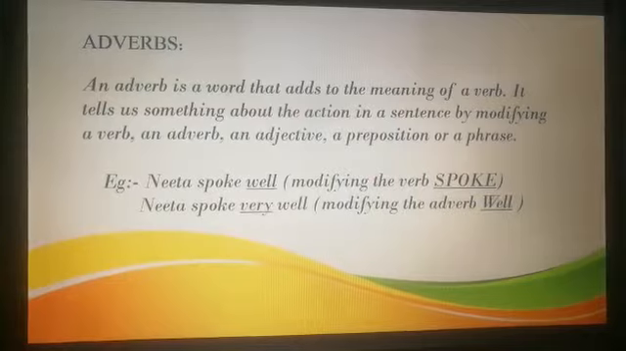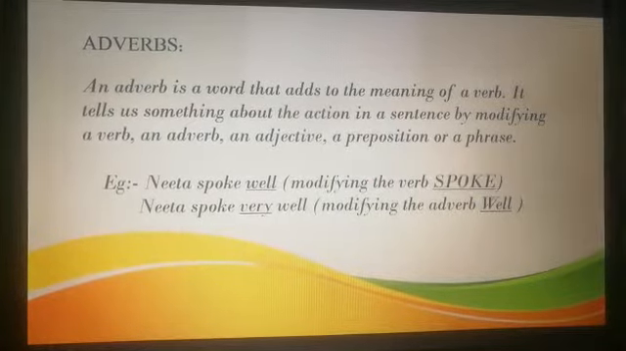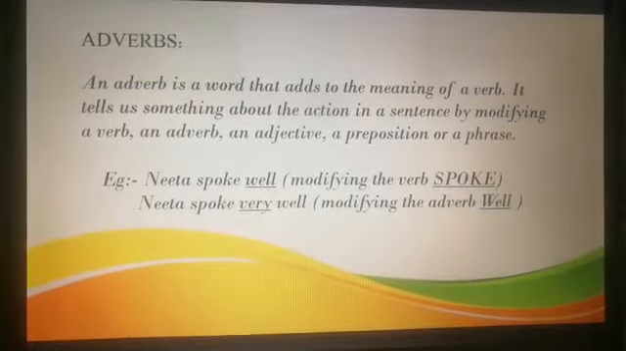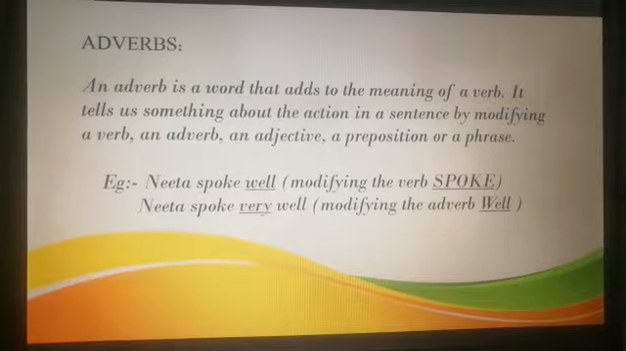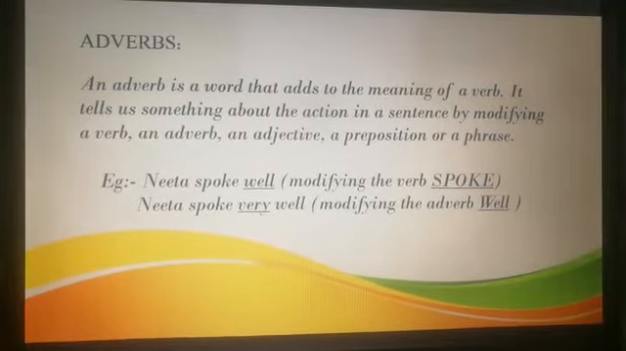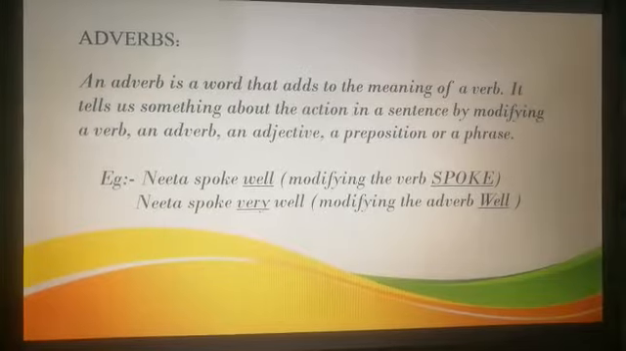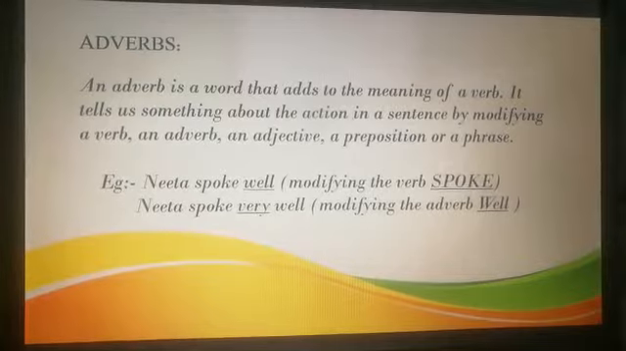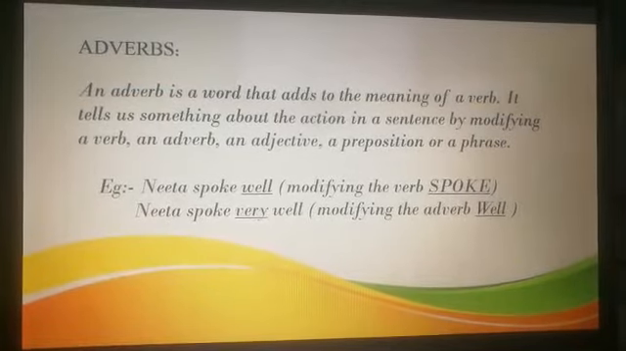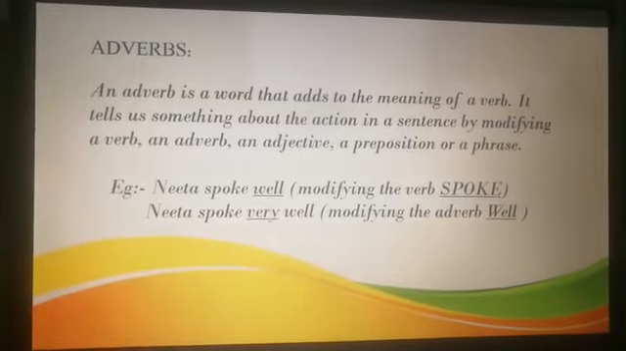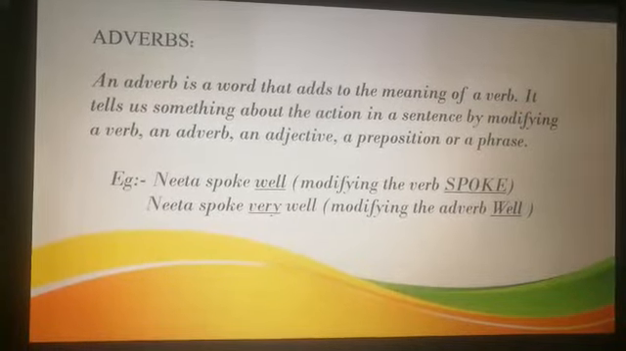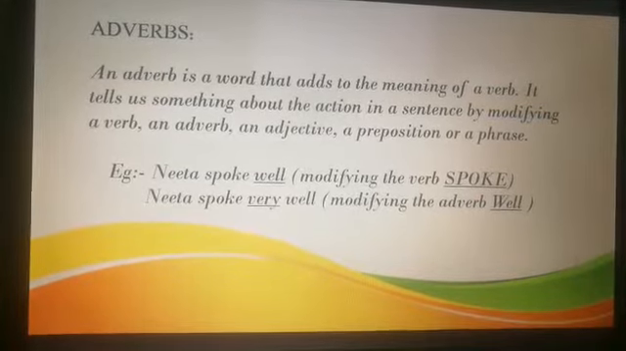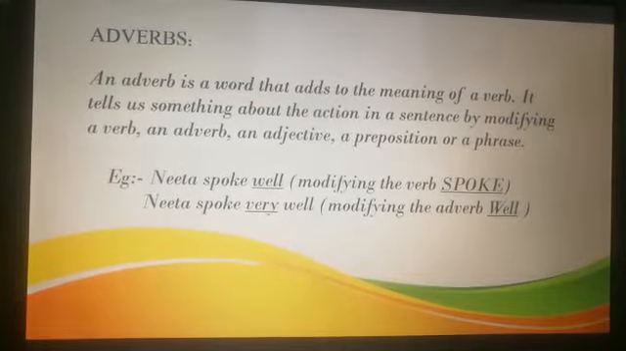An adverb is a word that adds to the meaning of a verb. It tells us something about the action in a sentence by modifying a verb, an adverb, an adjective, a preposition, or a phrase. An adverb is a word that is used to modify or add information to a verb, an adjective, or another adverb.